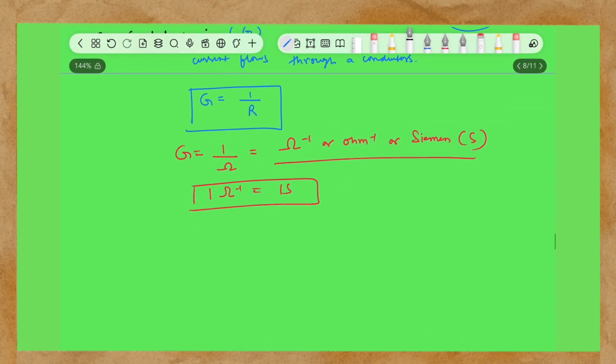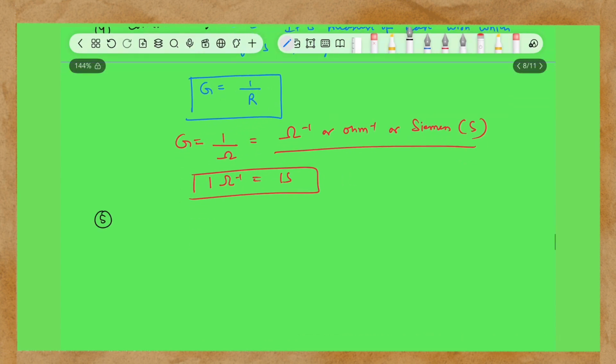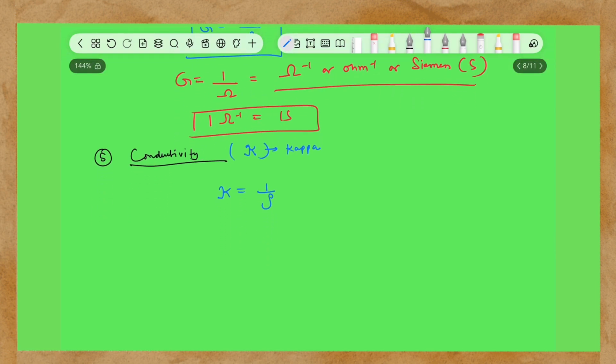Now moving to the fifth formula, that is conductivity. This is also new. Conductivity is written as K, kappa. Kappa is basically the reverse of resistivity. By putting the formula for resistance, R equal to rho L upon A, I can write kappa as 1 upon R into area divided by L.